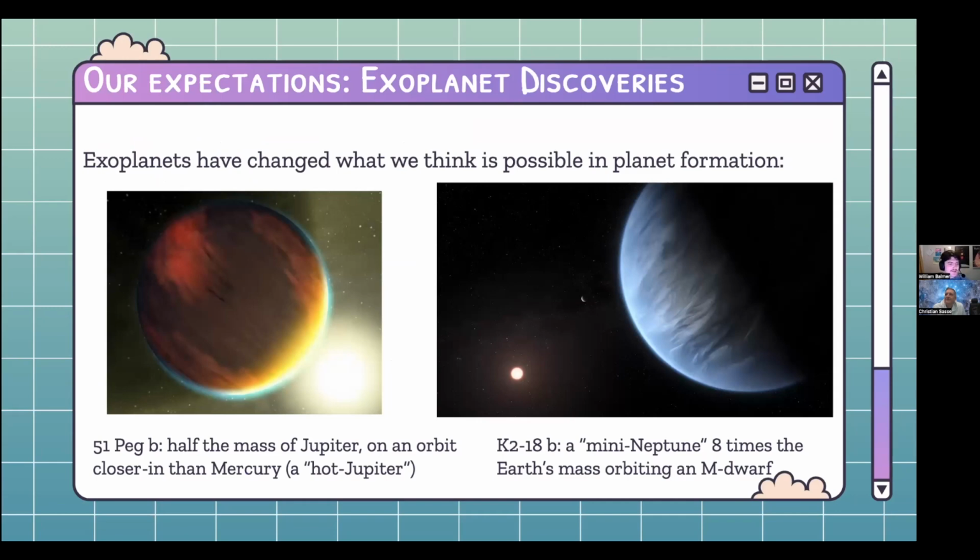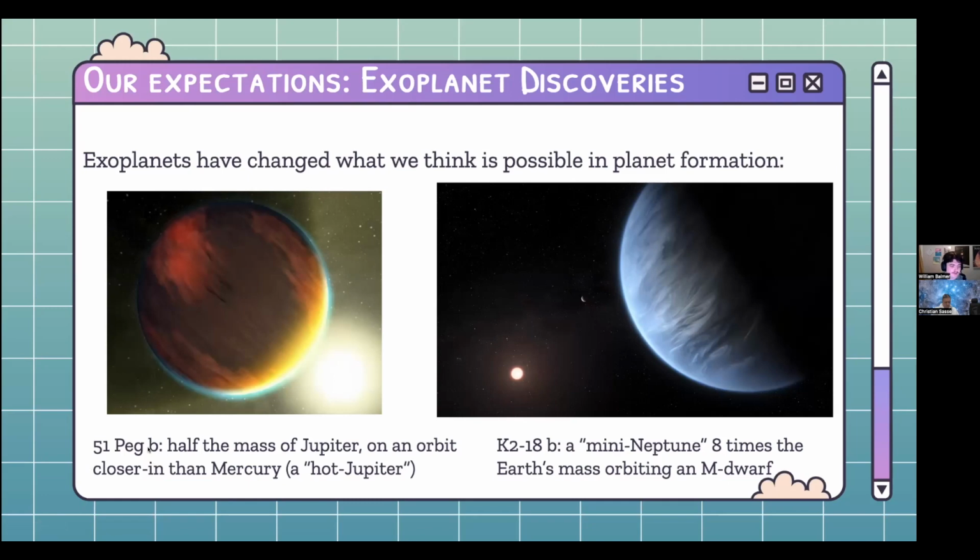But in the past 30 years, we've also been able to go out and make measurements of exoplanets, or planets orbiting other stars other than our sun. And these have really dramatically reshaped our understanding of what we think is possible in planet formation. So what are the possible outcomes of planet formation?